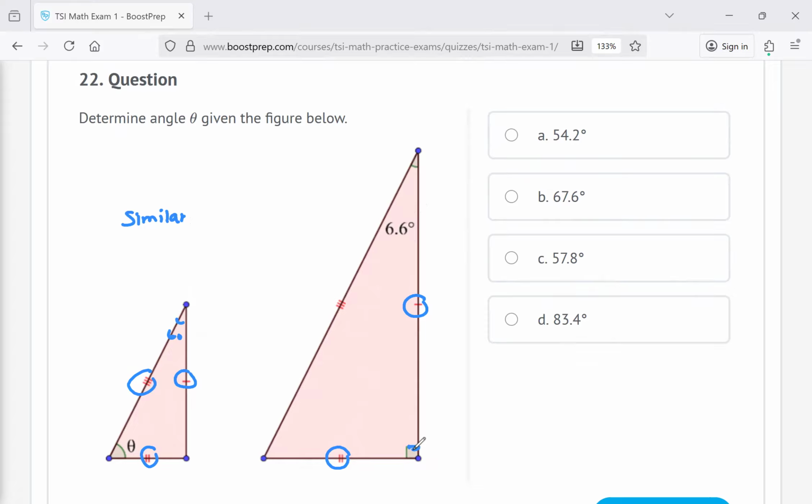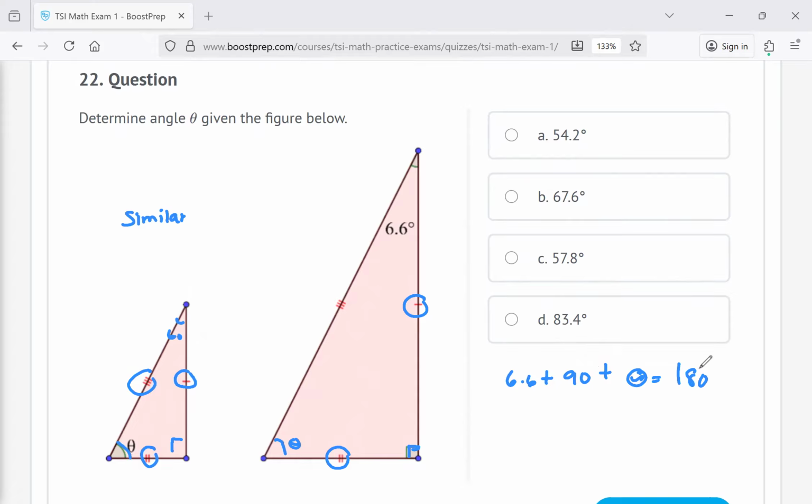This is a 90 because it has a box. That means this has a 90. And then what is this theta? So what is this unknown angle? This unknown angle is the same thing as this unknown angle. So how do you find this unknown angle? All you've got to do is 6.6 plus 90 plus that unknown theta angle. And we know that the sum of a triangle adds up to 180.